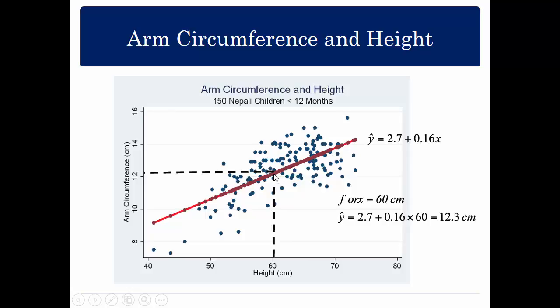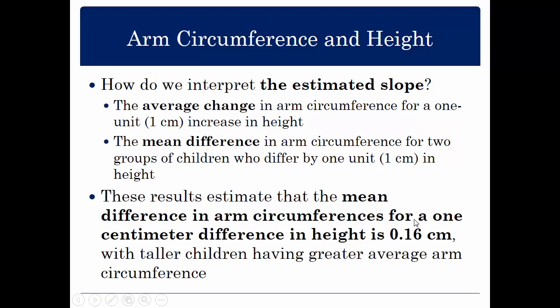We can also get estimates of arm circumference for specific values of height. So if we're interested in what the average arm circumference is for children who are 60 centimeters tall, then we just look at the value of that line at 60 centimeters, and that gives us the estimate. If we plugged it into the equation, which we could do in R, doing some simple calculation, we would get an estimate of 12.3 centimeters for children who are 60 centimeters tall.